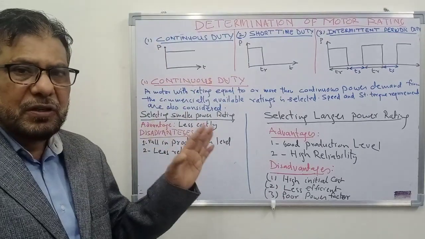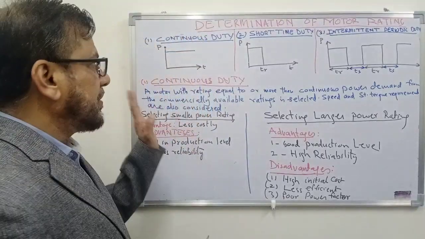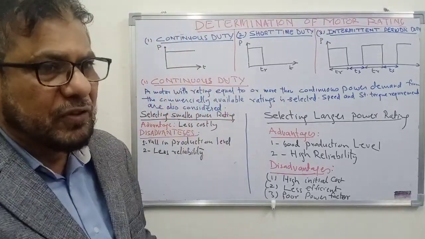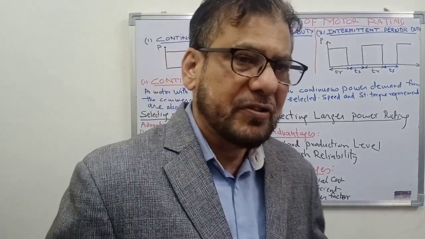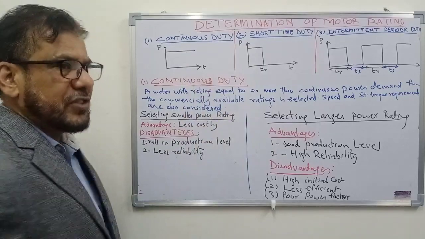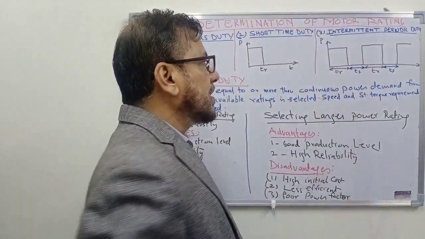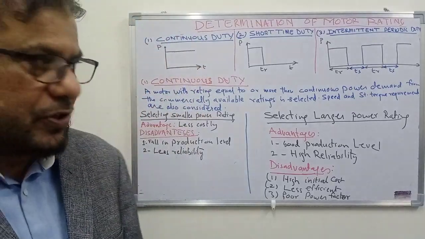So, how to determine the motor rating for various applications. Let us first discuss the three main types of loadings that the motor may be subjected to. The first case is of continuous duty, the second is short time duty, and third is intermittent periodic duty.